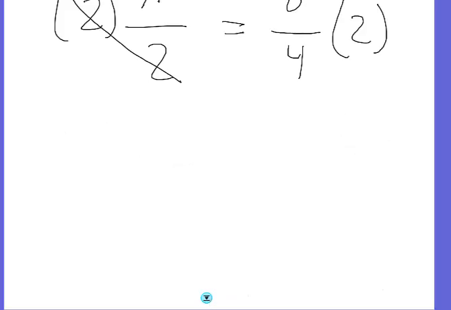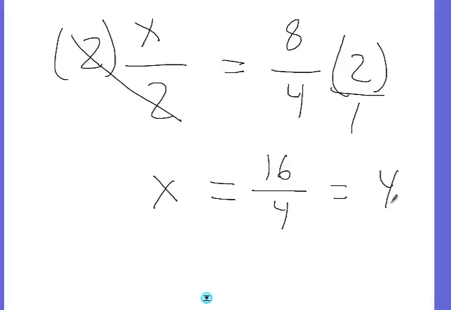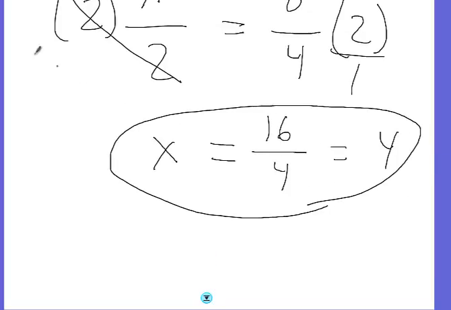If you remember how to multiply fractions, this side is just going to be an x since the 2's cancel. When you multiply fractions, you multiply top by top, bottom by bottom. 8 times 2 is 16. 4 times 1 is 4. 16 divided by 4 is 4. So x equals 16 over 4, or x equals 4. Again, that's the basics to solving a proportion.